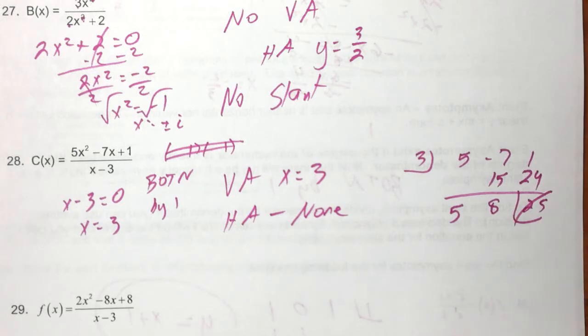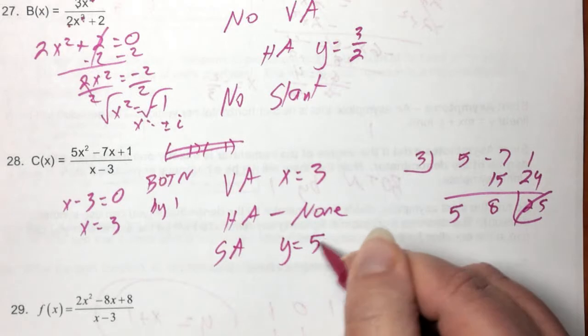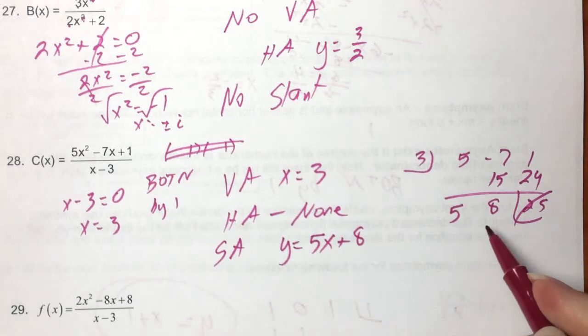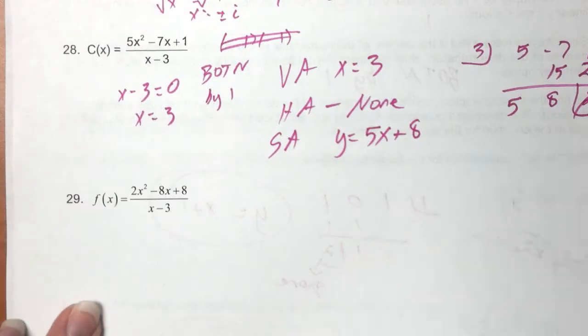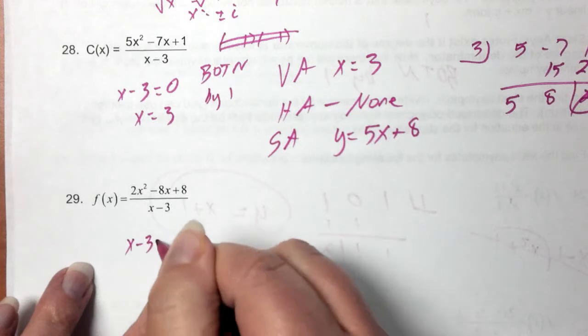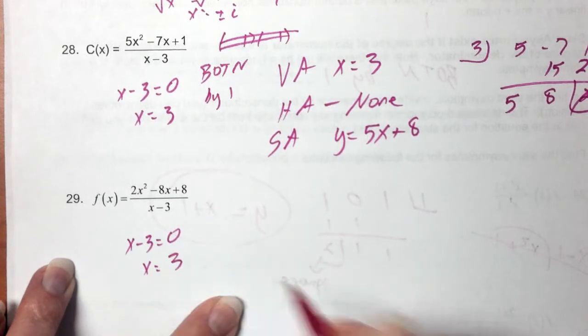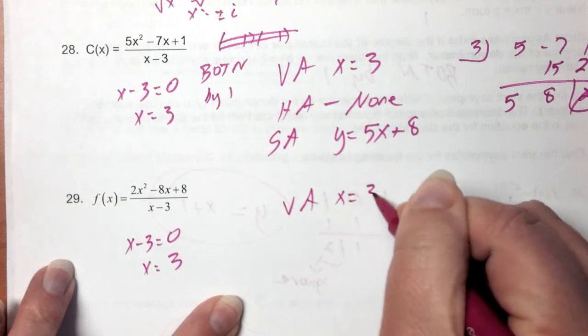We ignore that remainder. So our slant asymptote will be y equals 5x plus 8. Okay? And then our last one here of this example, what would make the denominator equal 0? The denominator would equal 0 if x equals 3. So that means there is a vertical asymptote at x equals 3.